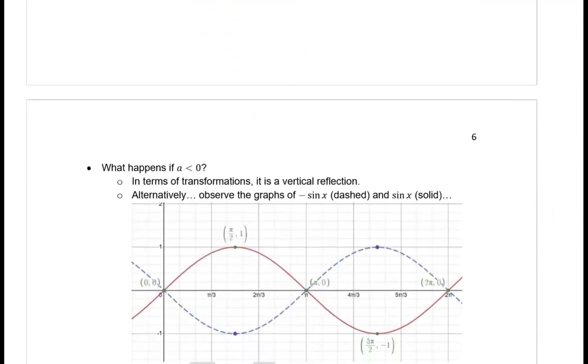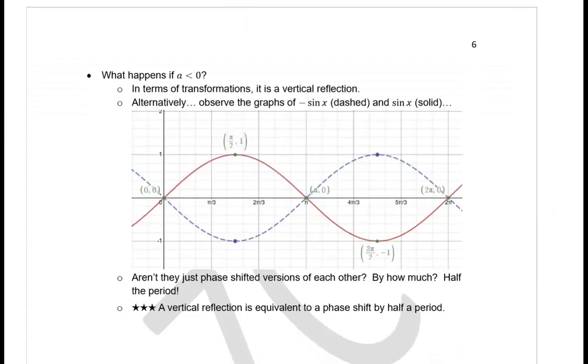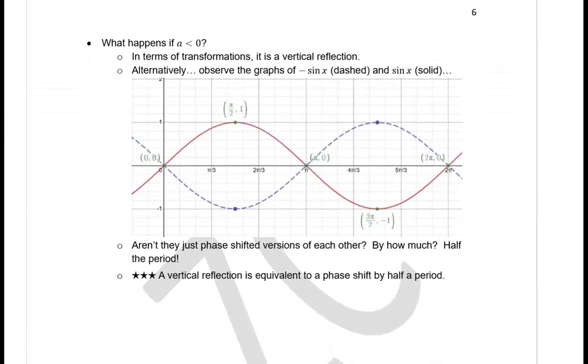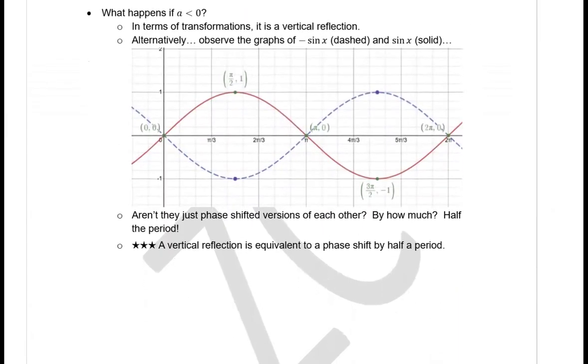Okay. Those are the basics that we must know. These are a little more advanced, but can be helpful. Okay. What happens if A is less than 0?